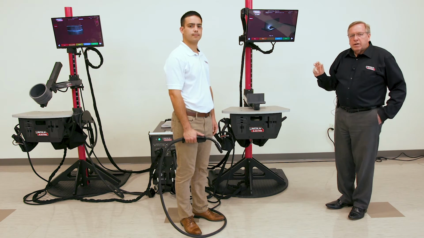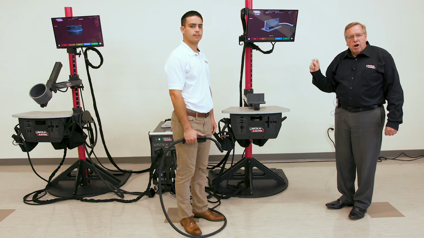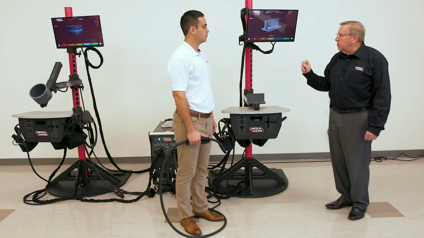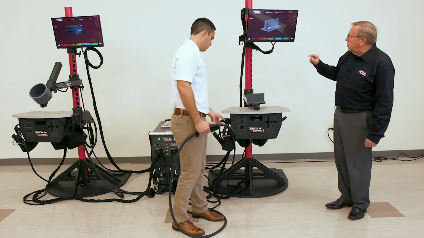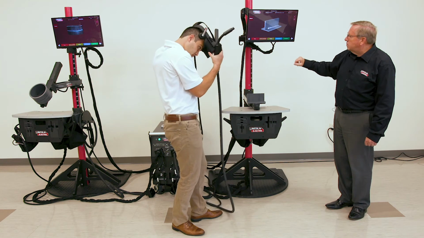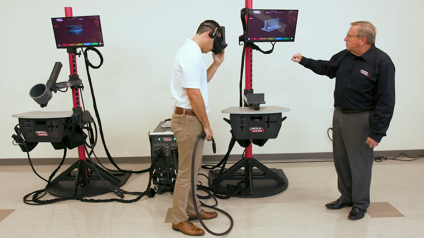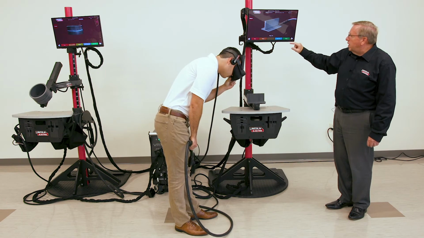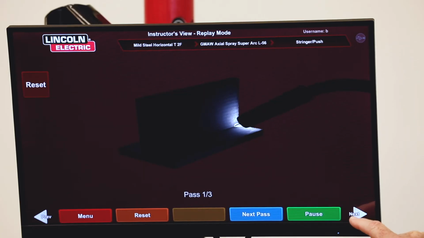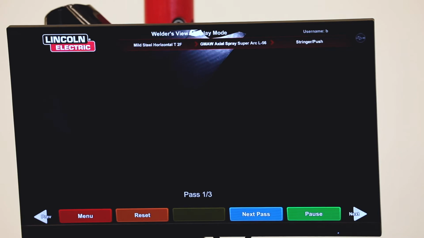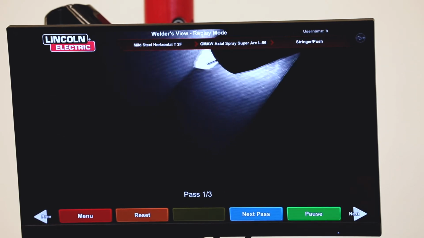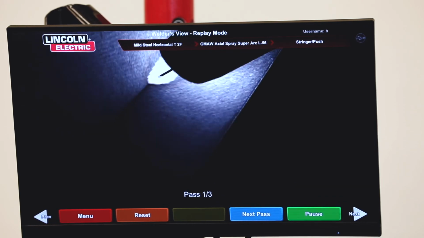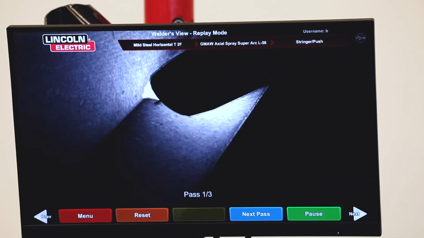The other thing I like is now you can put the hood on and actually watch the demonstration, the replay, in free space. So go ahead and put the hood on. We're going to hit replay, play. Look down, there we go. Now that's what he actually sees in the puddle. So he can take a look at what he did wrong, or the instructor can put that on.